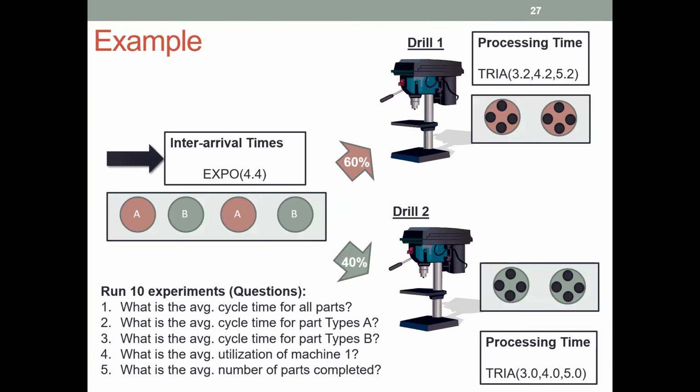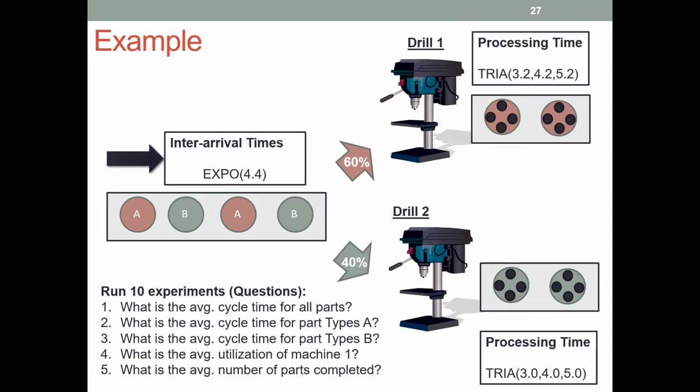Okay, so let's work with this model. This is what we're going to be building this afternoon. It looks very similar to what we did last time. The only difference is now we have two different part types, A and B, and we have interarrival times that are 4.4.